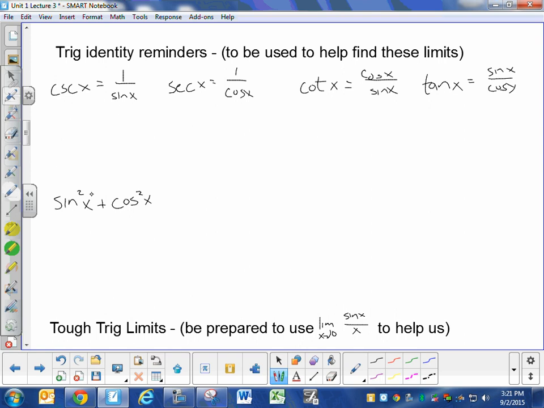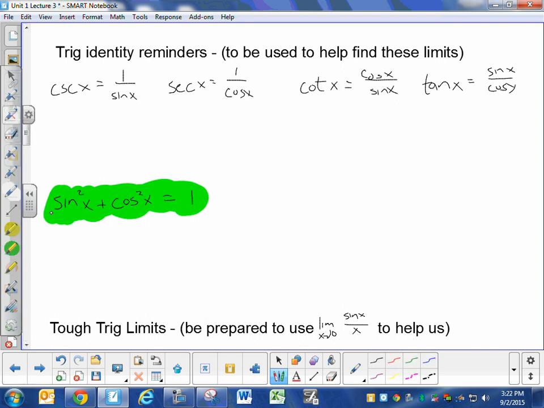We should remember that sine squared plus cosine squared is equal to 1. Now I'm going to let you in on a little trick. If you know this one, and you know these guys, you know all the trig identities that you had to memorize in pre-calc. You can find all of the other ones that you probably forgot, that I forget, by manipulating that sine squared plus cosine squared is equal to 1. Let me show you how.